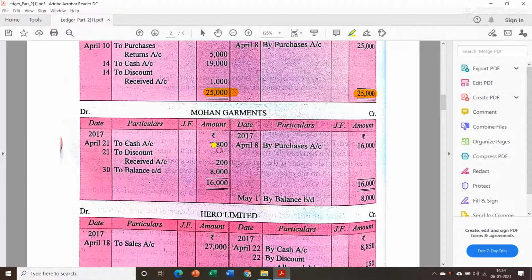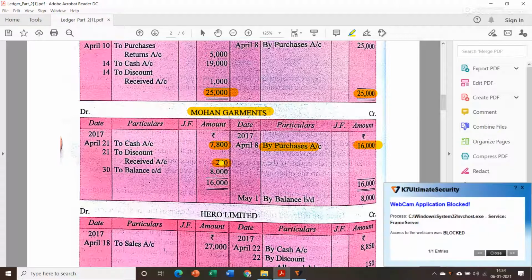Now we are discussing personal accounts. Okay, remember that. Then next we had another personal account, that is Mohan Garments, and after passing all the entries from the journal, what we saw is that on the credit side we had more amount, 16,000, but on the debit side we had only cash 7,800 and discount received 200. That means 8,000. So there is a gap of 8,000.